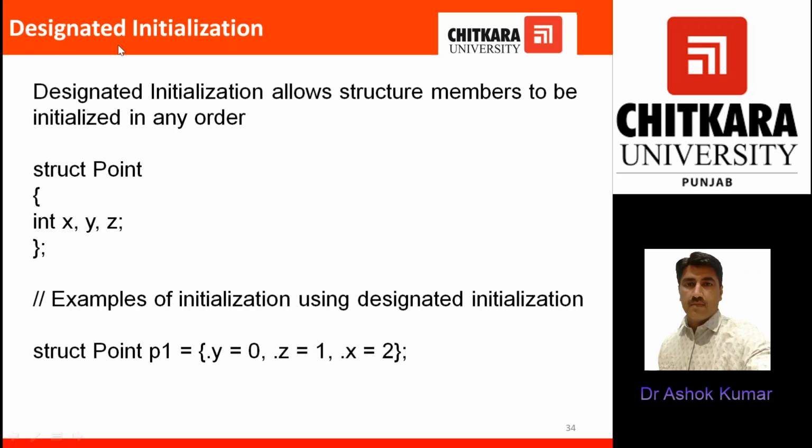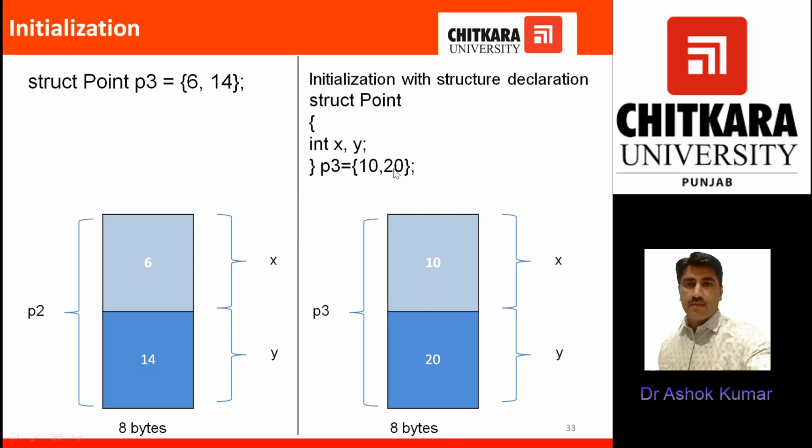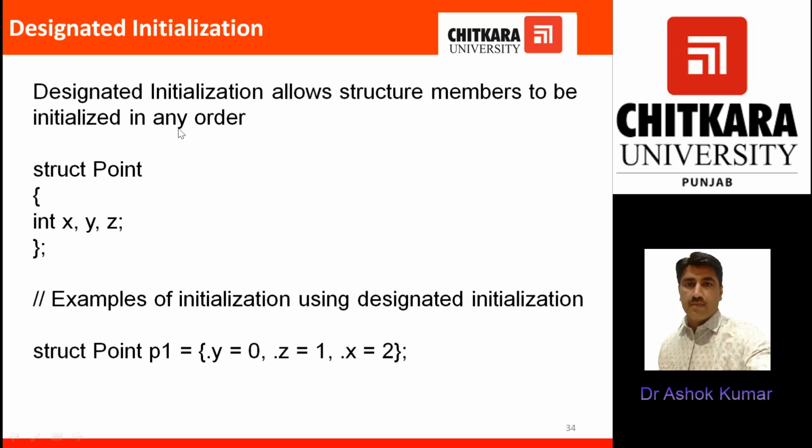Then comes designated initialization. The order of the values should be the same as the order of the members in the structure. Because the first member is x, within the braces the first value will be assigned to the first member x. So the order of the values should be the same as the order of the members. This is the important point. But if you don't want to follow that order of the member declaration, then you can use designated initialization. What does it mean? We are going to discuss that through this slide.